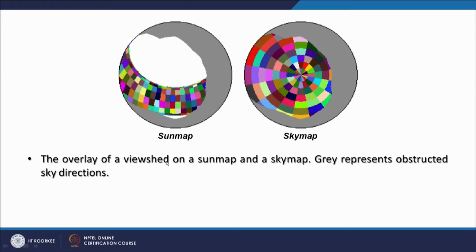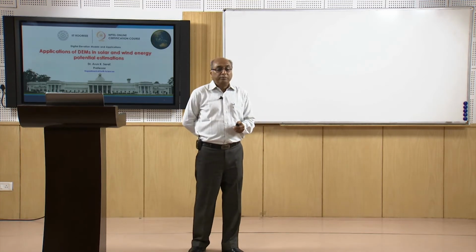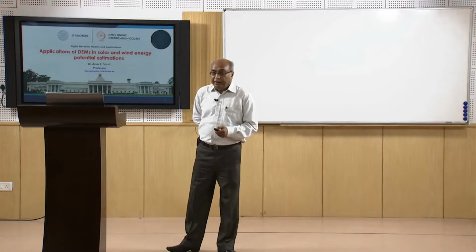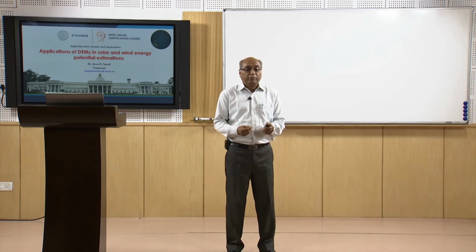So, the overlay of a viewshed on a sun map and a sky map. And of course this is the obstruction we are seeing in this particular example because of the topographic features which are present, maybe hillocks or hills, mountains, and maybe some trees and other things. The solar radiation is finally calculated by summing direct and diffuse insolation originating from the unobstructed sky directions. Likewise you get the complete information of total solar radiation, minus reflected radiation. So we know at what location how much solar radiation will reach.